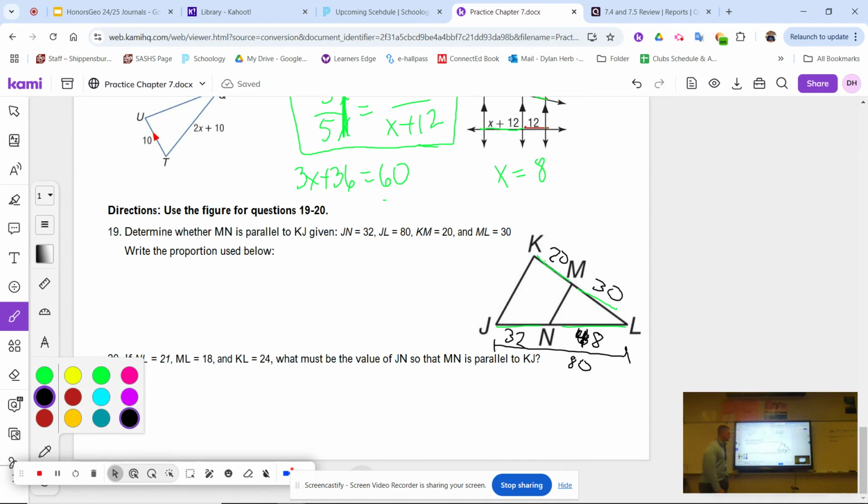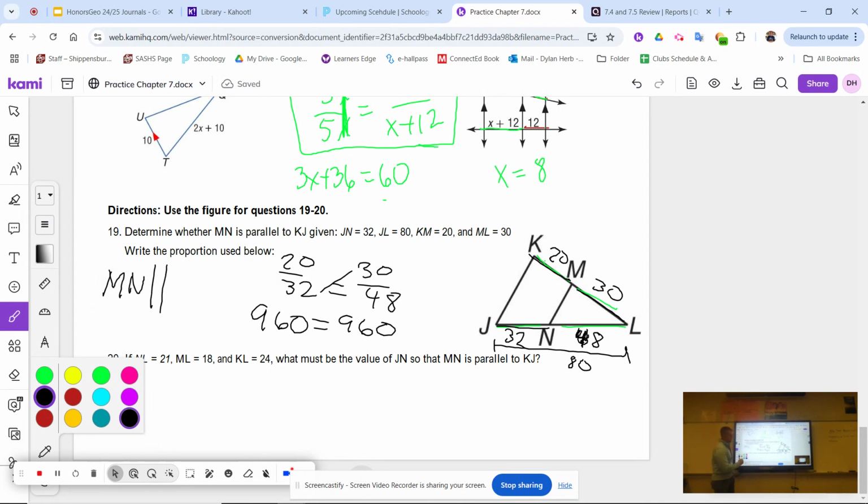So we can check this proportion a lot of different ways. We can say 20 is to 32, as 30 is to 48, and just see if the cross products are equal to each other. I think they are. I think you get 960 for both of them. And since they are equal, that means we can conclude that MN is in fact parallel to KJ.